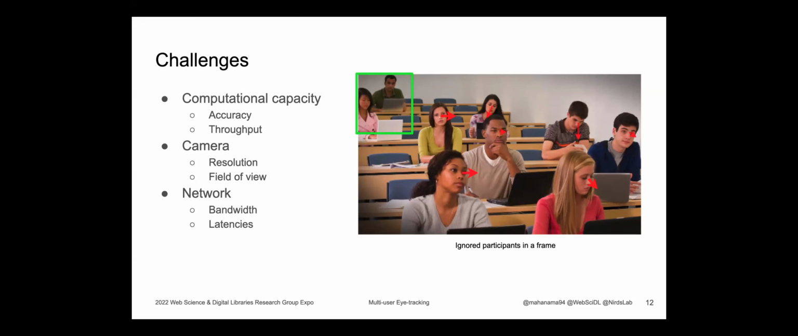Another problem we ran into was the resolution and the field of view of the camera. As you can see in the example in the slide, these 2 participants, even though they are visible in the frame, are ignored because of the resolution and also the field of view. Therefore, those are 2 problems related to the camera that we are facing challenges with. We also ran into issues with the network, identifying the possible issues with the bandwidth and also the latencies that a network might impose on a distributed eye tracking system.